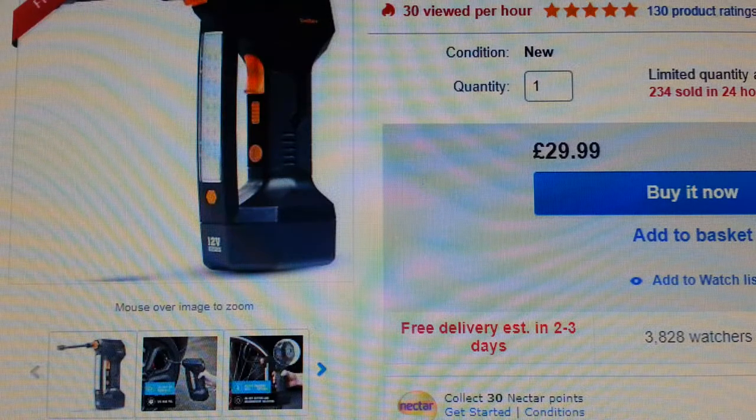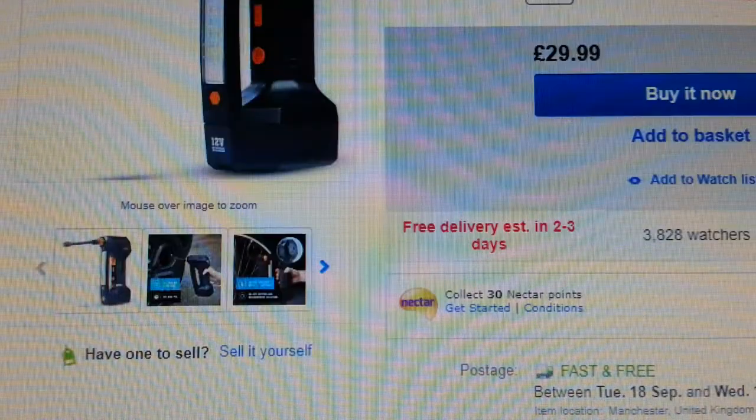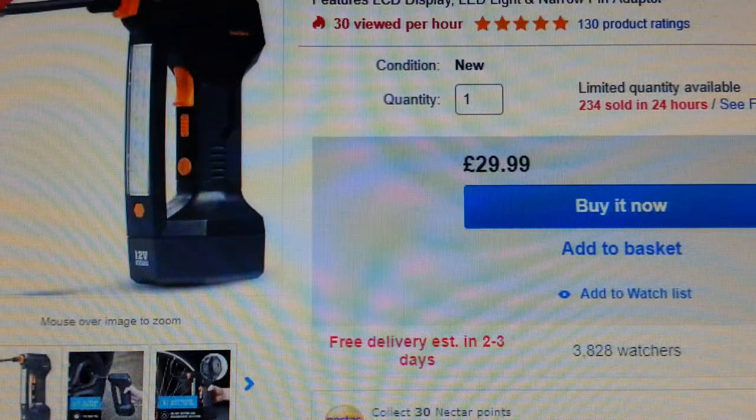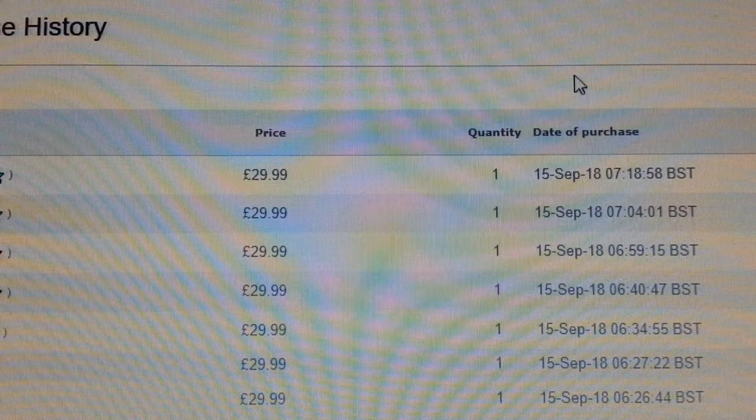This digital tire inflator, cordless. Let's go down a bit. Yeah, compressor. Look, $29.99, 234 sold in 24 hours. Look, right, look at this. It's literally in 10 years.